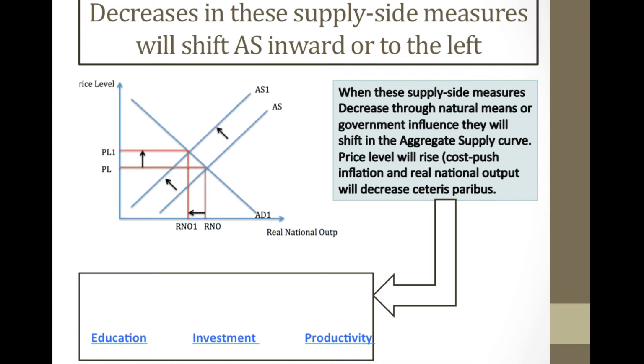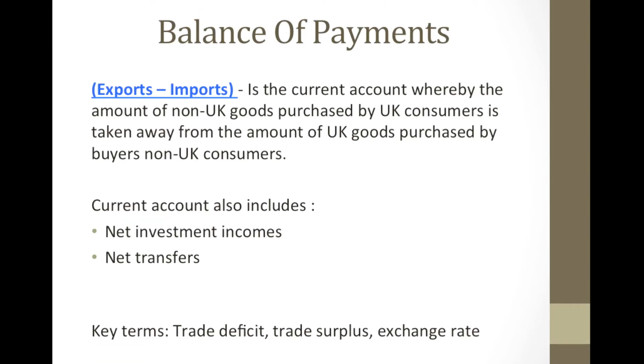So what happens if these factors actually decrease? Well, there's a shift inward in the supply curve, because these goods have become a lot rarer, so therefore the prices are going to go up, and then our real national output is going to decrease because we're supplying less of those goods and services.